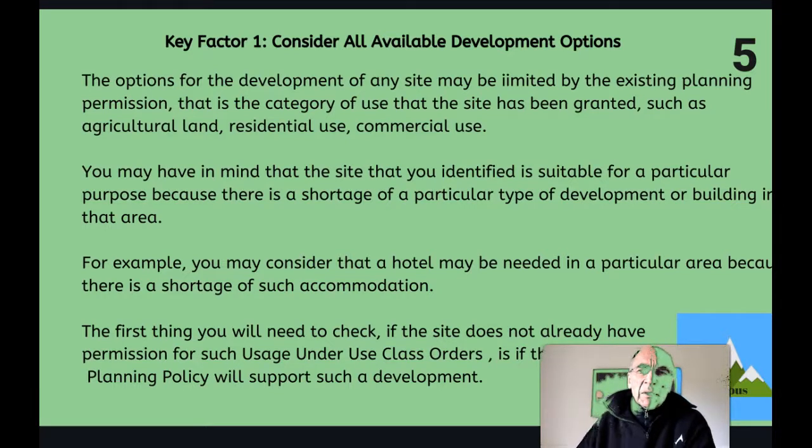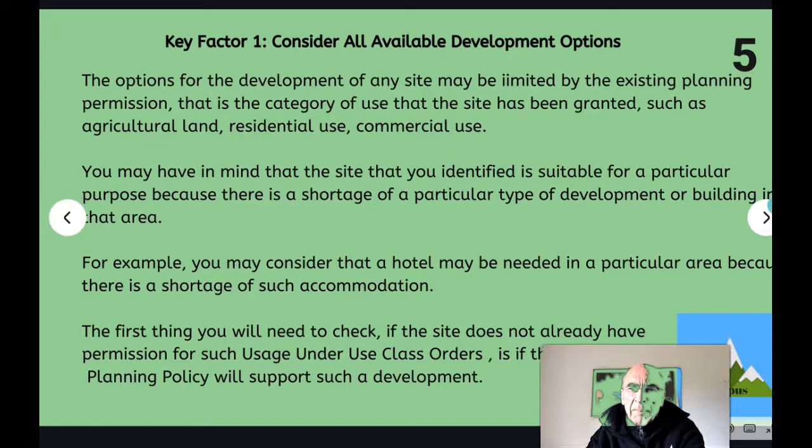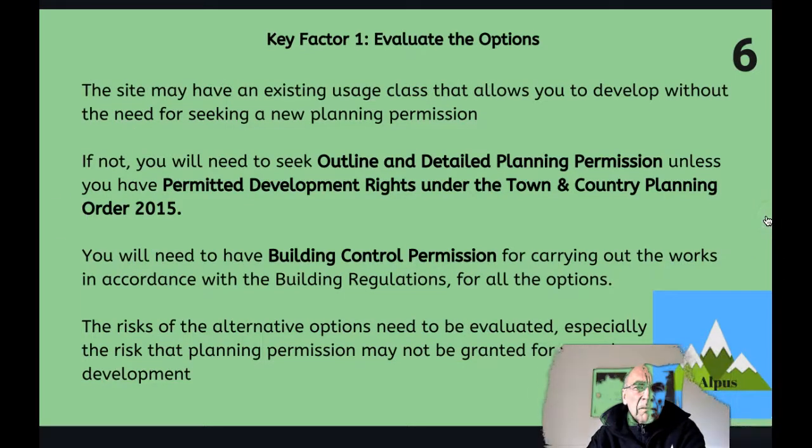They may be limited by the planning permission on the site unless permission is sought for a new use for the site. But what you need to do is to ensure that you check with the local town planning policy whether it is likely to support the use that you're envisaging. The site may have an existing usage class that allows you to develop without the need for seeking a new planning permission. If not, you'll need to seek outline and detailed planning permission unless you have permitted development rights under the Town and Country Planning Order 2015.